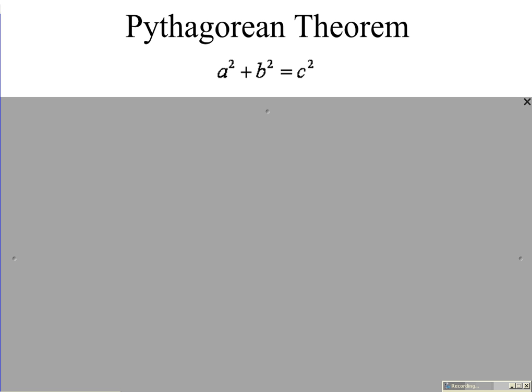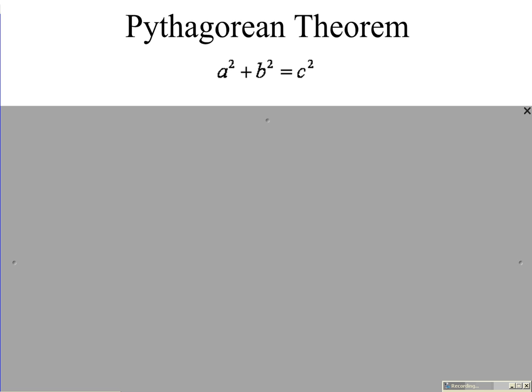Pythagorean Theorem. Most students know the Pythagorean Theorem is a squared plus b squared equals c squared, which is great if you know what a, b, and c represent. The Pythagorean Theorem holds true, remember, only for right triangles. If it is not a right triangle, the Pythagorean Theorem does not hold true.